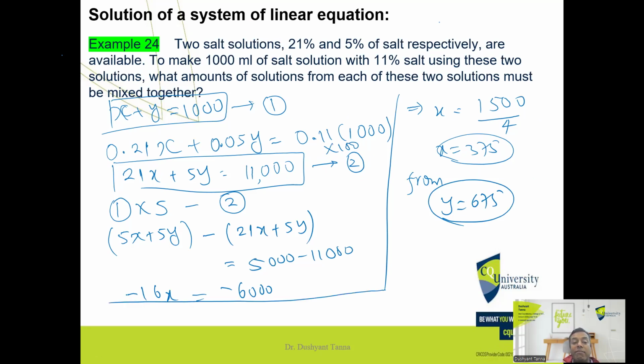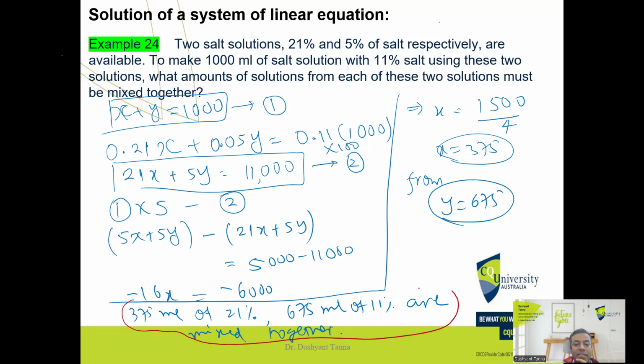What is X related to? 21%, right? Therefore, 375 ml of 21% and 675 ml of 11% are mixed together. Okay, that's it. That's your final answer. Don't leave the answer as X and Y. You need to complete it. X and Y is assumed by you. It's not a part of the question.